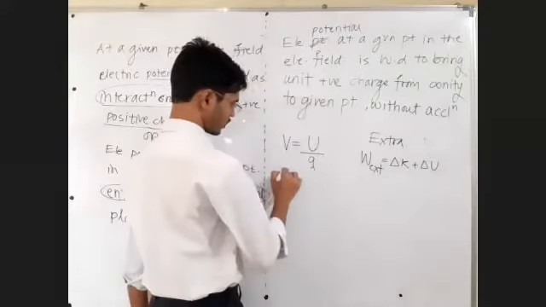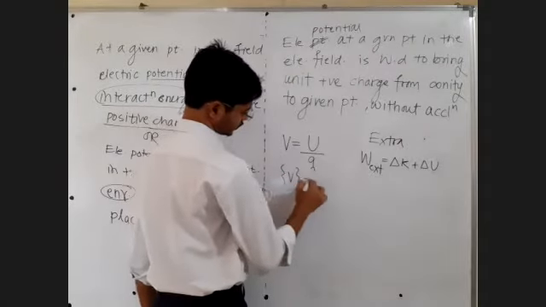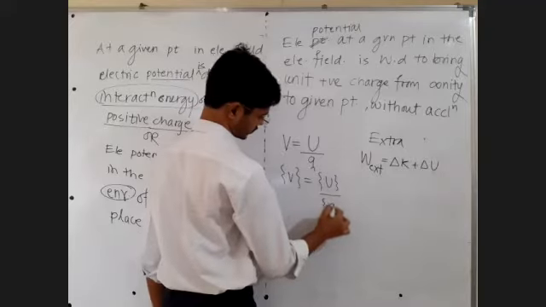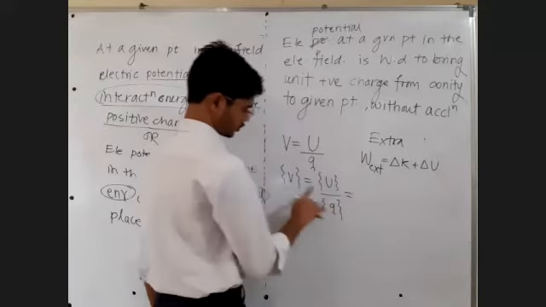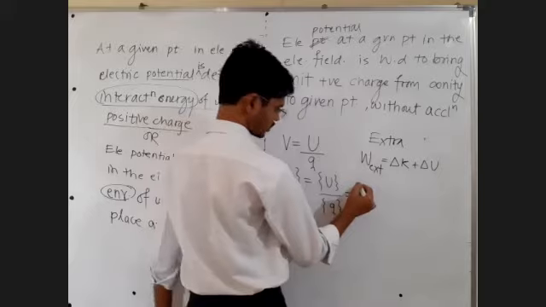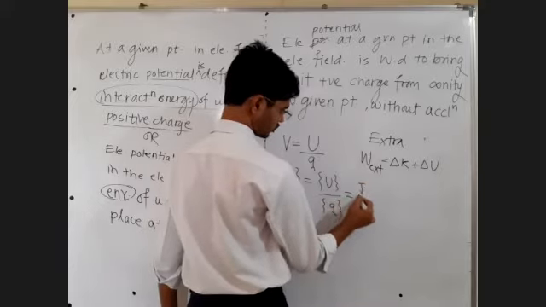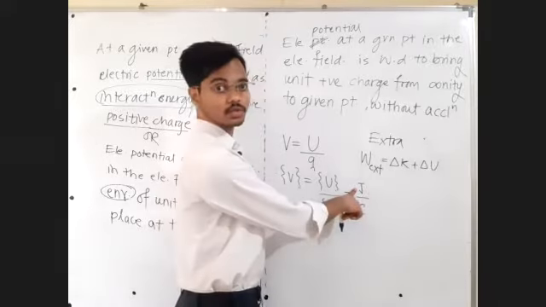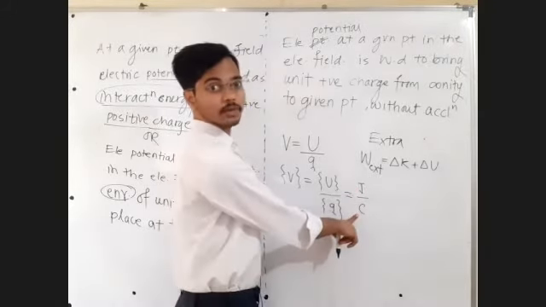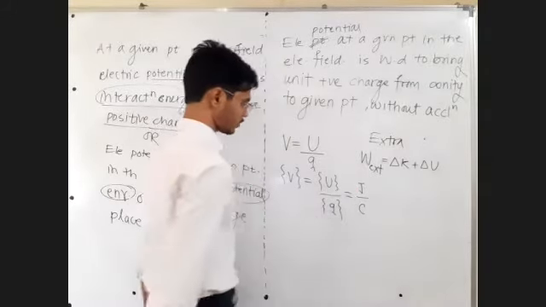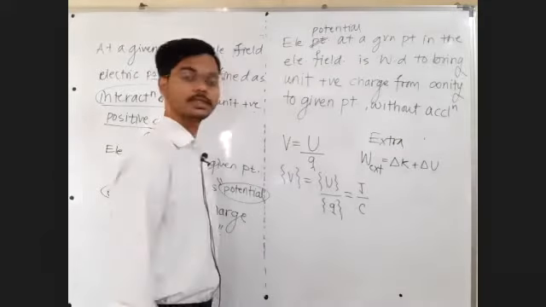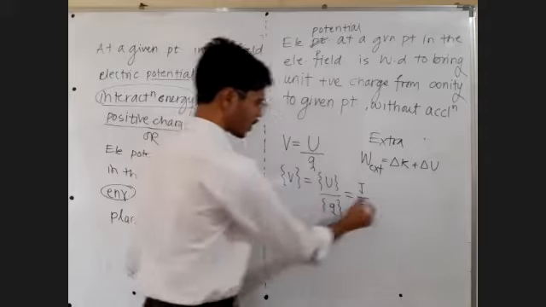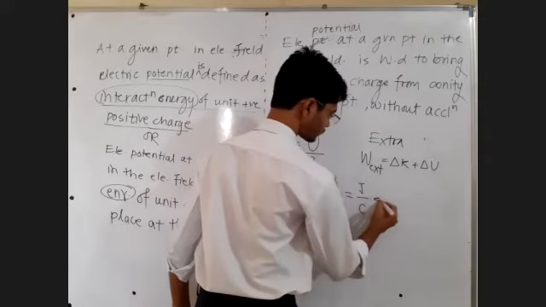Now write: unit of electrical potential is equal to unit of potential energy upon unit of charge. Unit of potential energy is joule. Unit of charge is coulomb. Joule is the name of a scientist, coulomb is the name of a scientist. Why do we do this? To give respect to the scientist. Let us give respect to one more scientist. People call this joule per coulomb as volt.